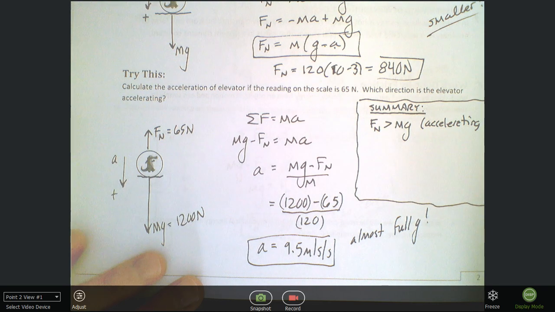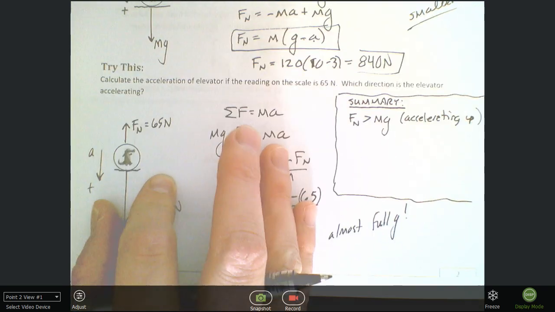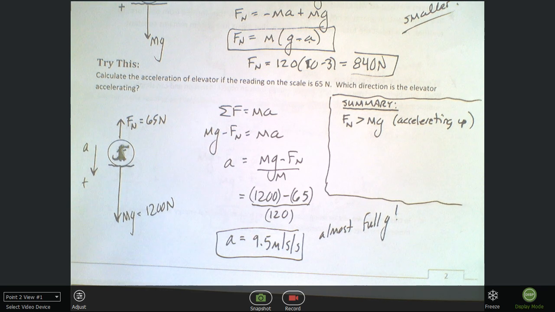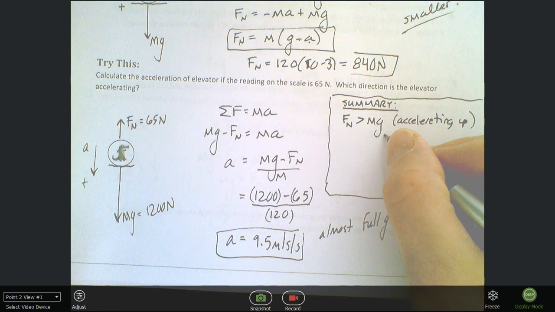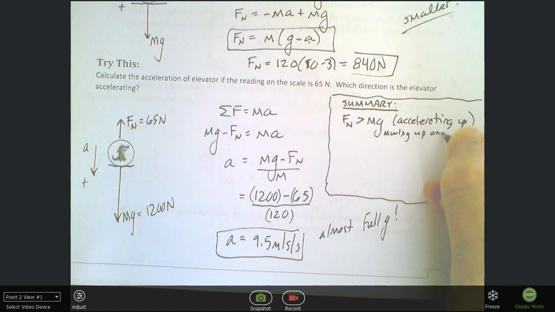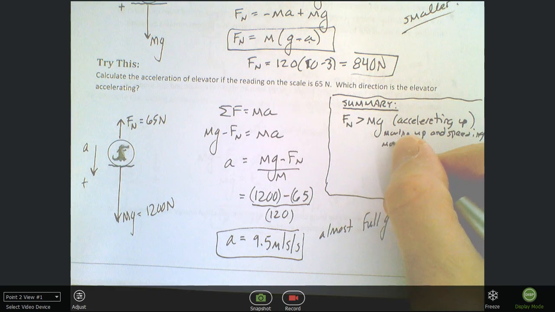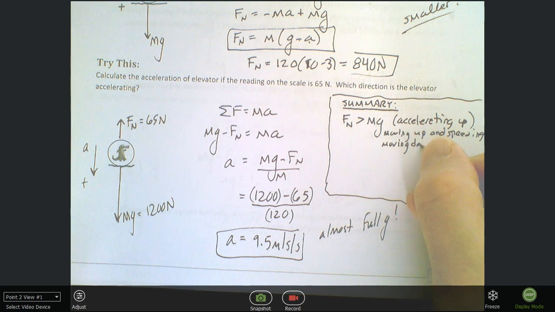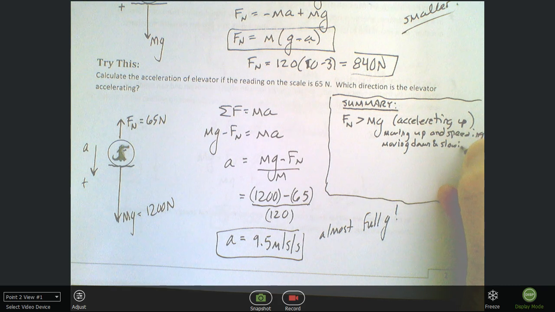But get ready for this. This is when your mind maybe is going to have a little bit of an upset feeling. If the normal force is bigger than gravity, you're accelerating upwards. This could mean that you're moving up and speeding up, or you're moving down and slowing down. Take a minute to think about that.